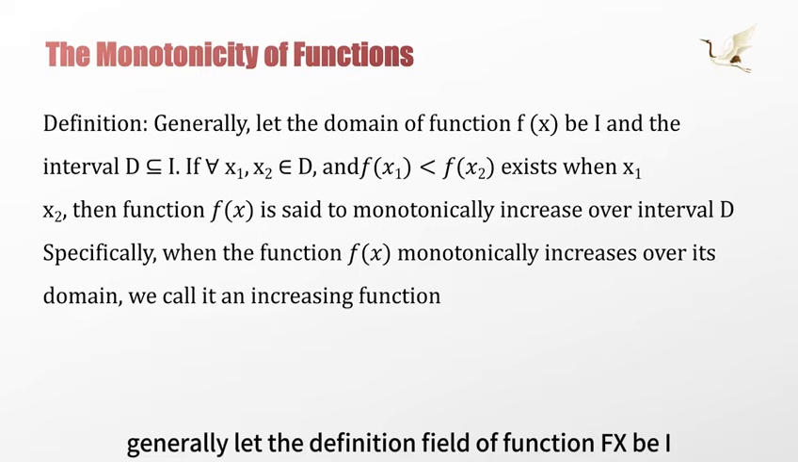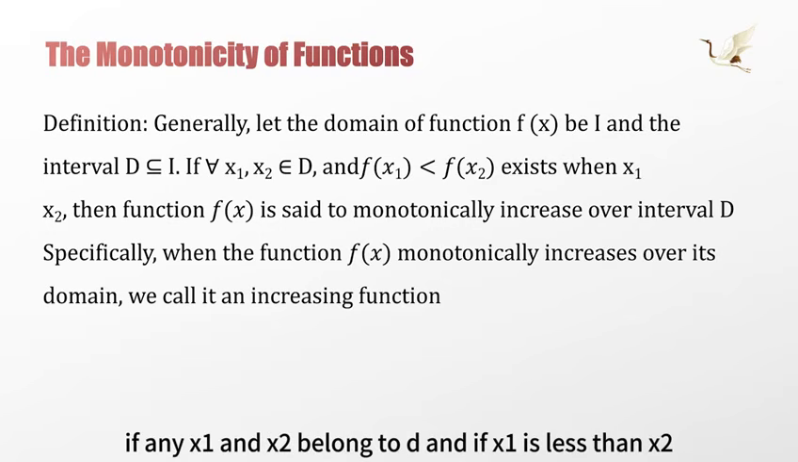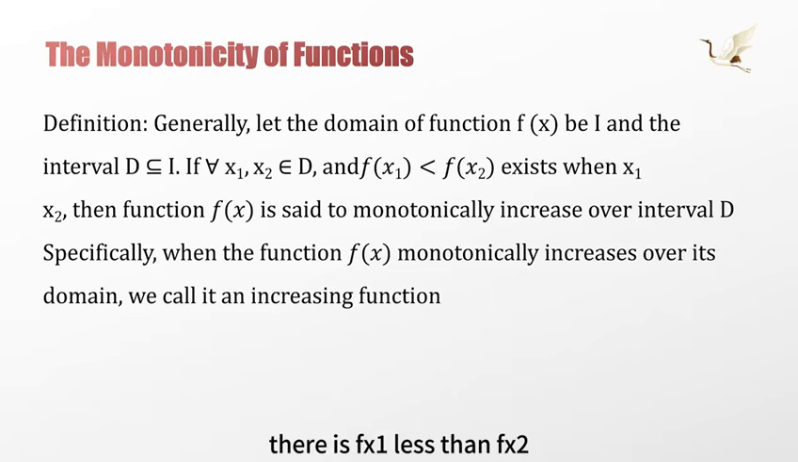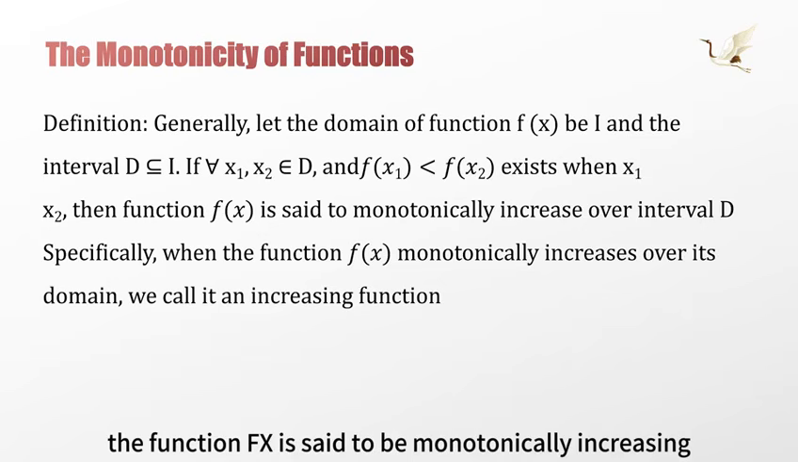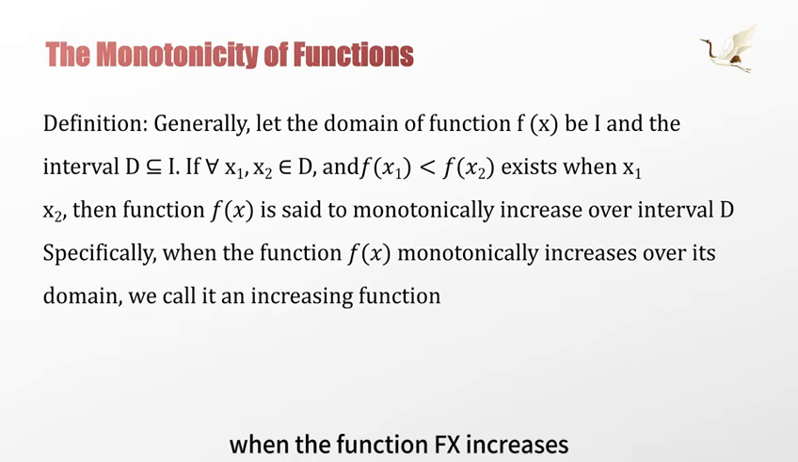Generally, let the domain of the function f(x) be I, and the interval D is contained in I. If for any x1 and x2 belonging to D, when x1 is less than x2, there is f(x1) less than f(x2), then the function f(x) is said to be monotonically increasing on the interval D. In particular, when the function f(x) increases monotonically in its domain, we call it an increasing function.